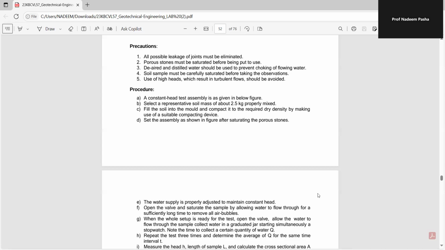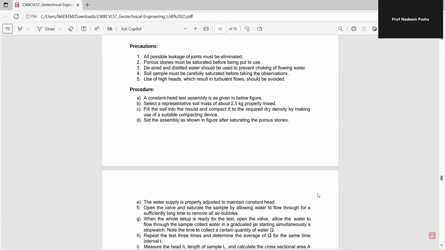When the whole setup is ready for the test, open the valve, allow the water to flow through the sample. Collect water in a graduated jar, starting simultaneously a stopwatch.